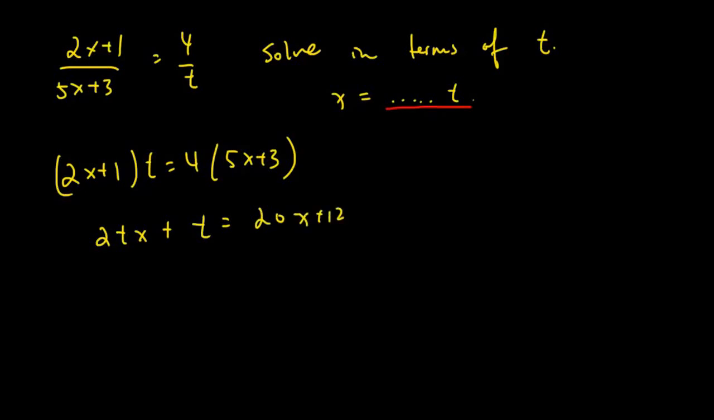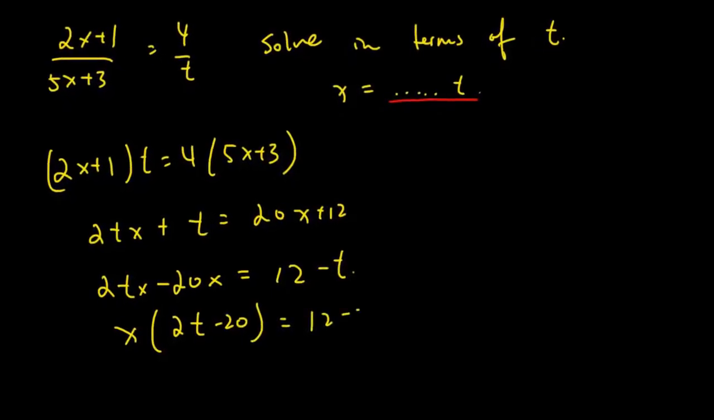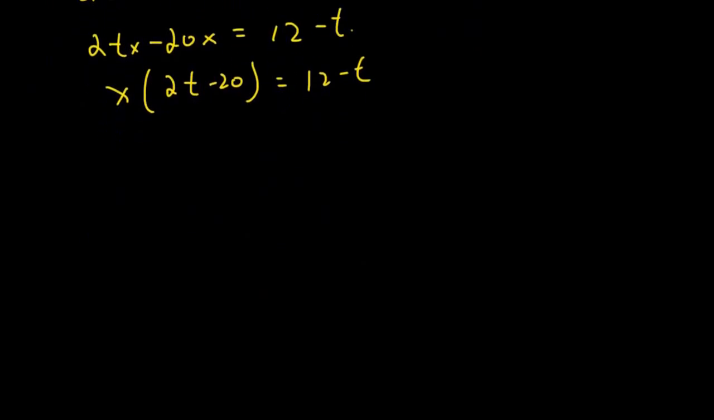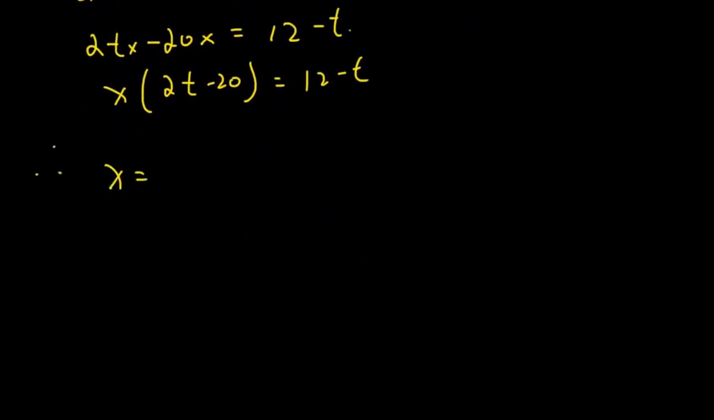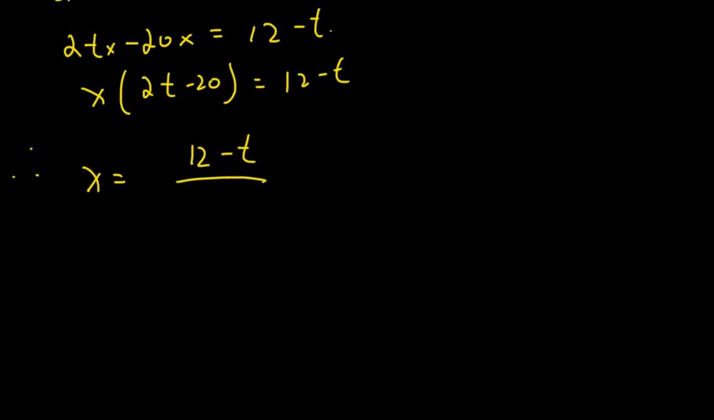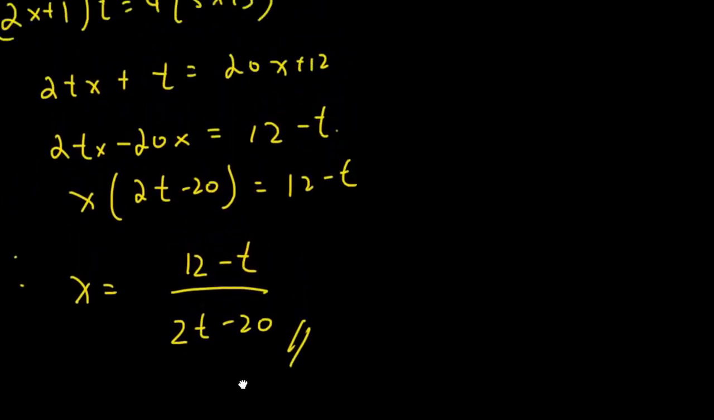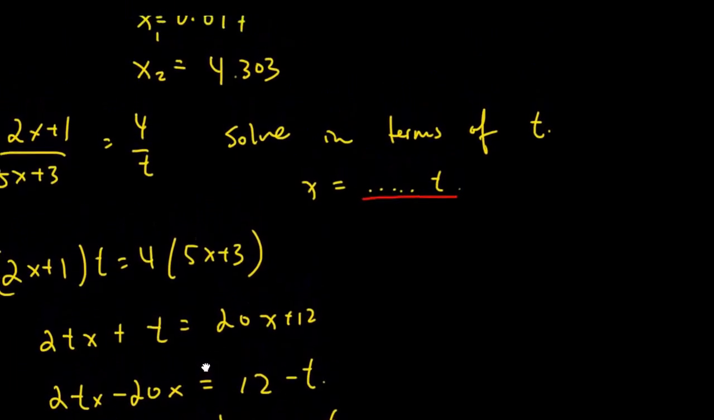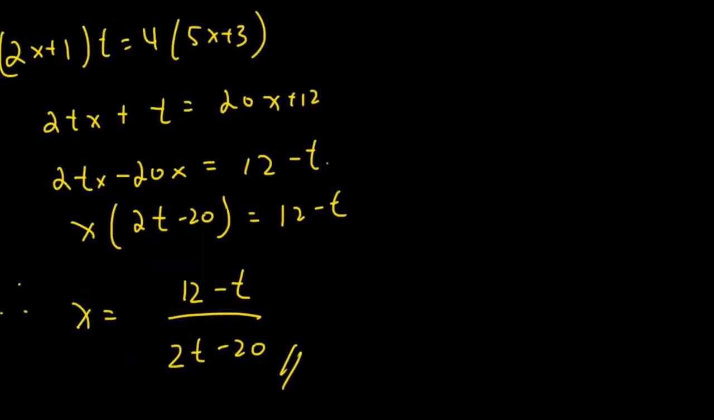Now we're going to rearrange until we get x to the other side. So that would be 2tx minus 20x equals 12 minus t. We'll bring the x out, so x times (2t minus 20) equals 12 minus t. Therefore, x equals (12 minus t) over (2t minus 20). So again, for these questions, just remember the cross multiplication.